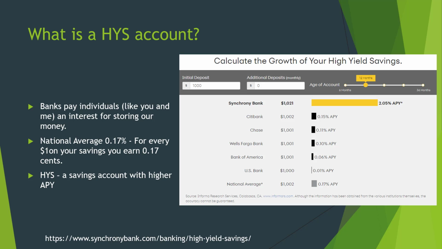If we do a comparison of 12 months, if you go to this website, synchronybank.com/banking/high yield savings, it'll take you to the screen, and you can run a simulation. You can do it for 6 months, 12 months, up to 36 months, and enter the amount. Say you only have $100, you punch in $100 and hit enter, and it'll give you the future earnings based on this rate, how much you're going to earn after that term. Then they'll run the comparison versus Citibank, Chase, Wells Fargo, and the national average, so pretty much any bank.